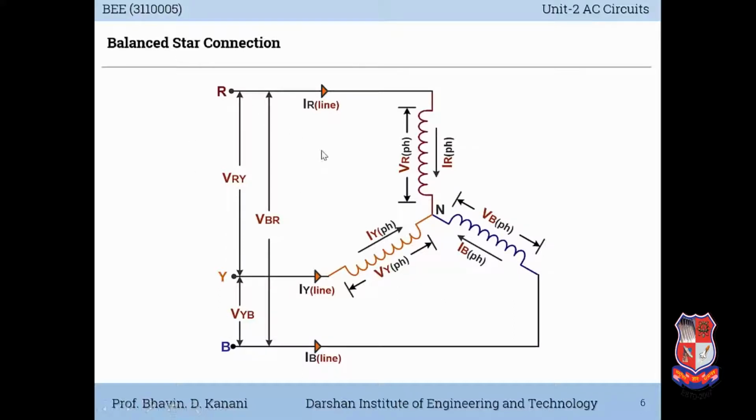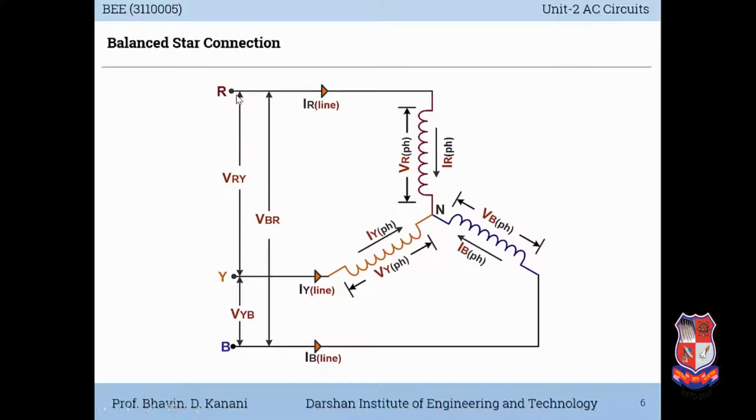Now phase voltage. Consider a single winding. Let's take the R winding. So voltage between this R and neutral, that will be the phase voltage of R phase. Same way the voltage between Y and neutral, that is the voltage of Y phase winding. Same way the voltage between B and neutral, that represents the B phase voltage.